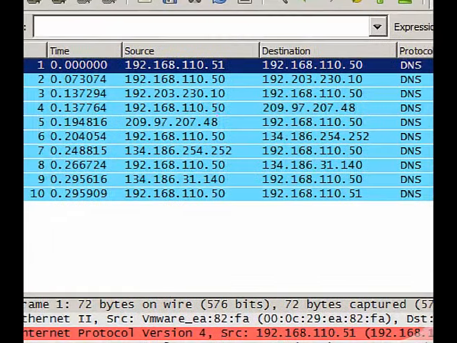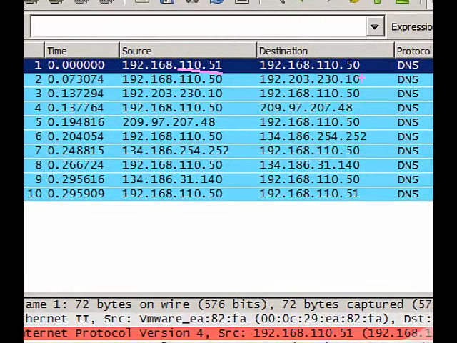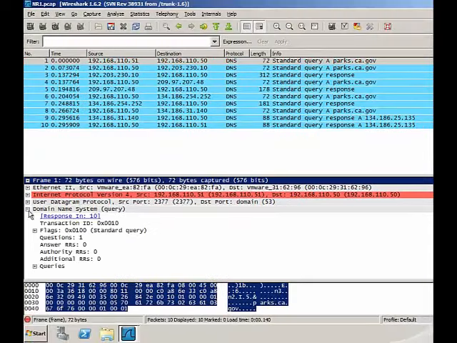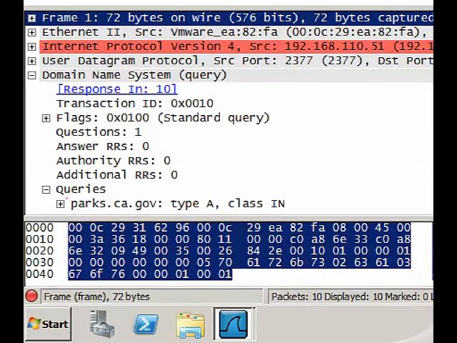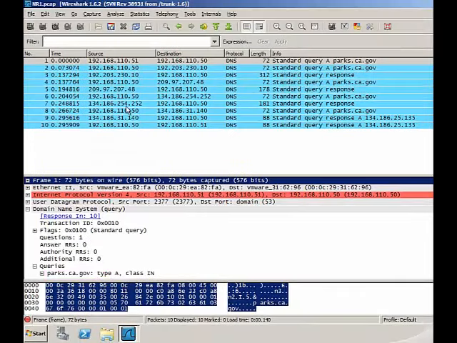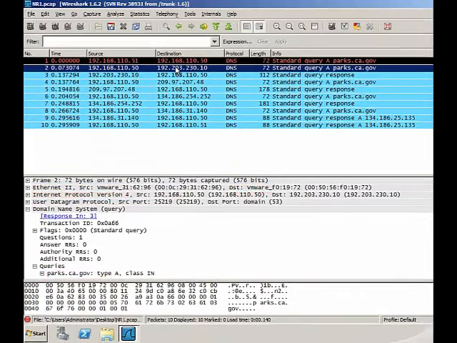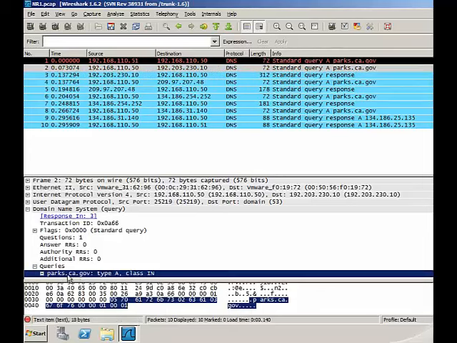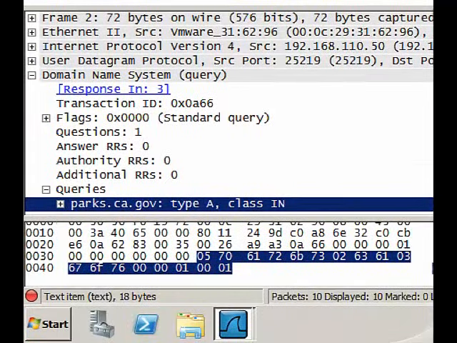In the first line, we have my computer ask its DNS server what the address for parks.ca.gov is, and it's looking for record type A. In the second line, the DNS server goes and asks the root name server, do you know where parks.ca.gov is? It's asking for an A record.